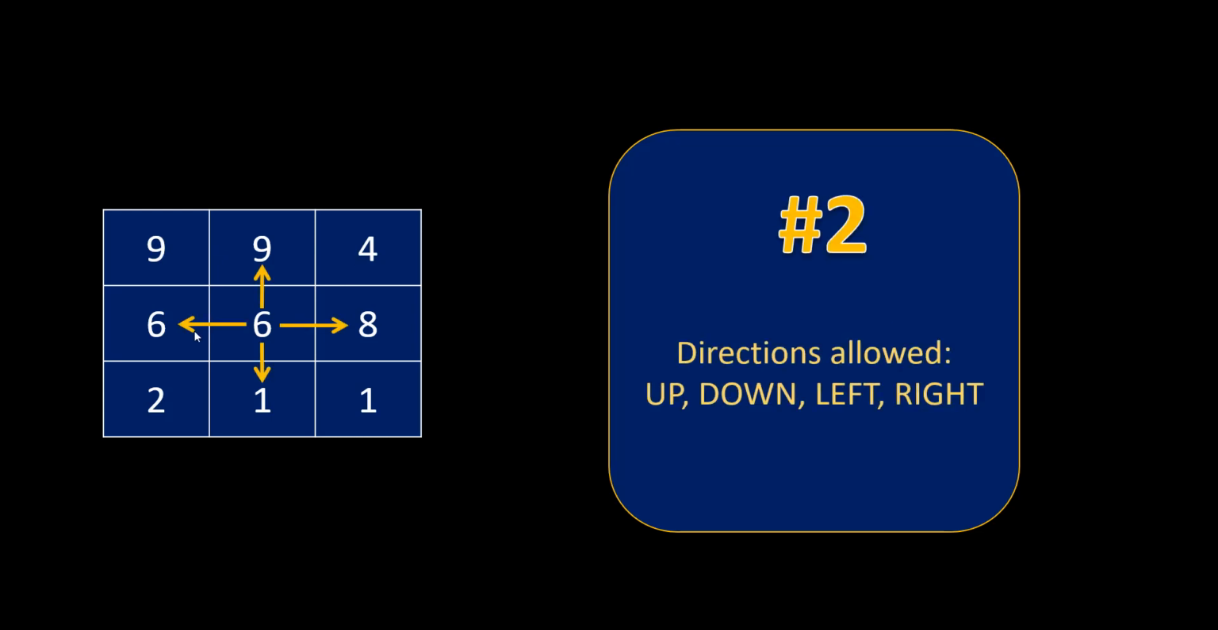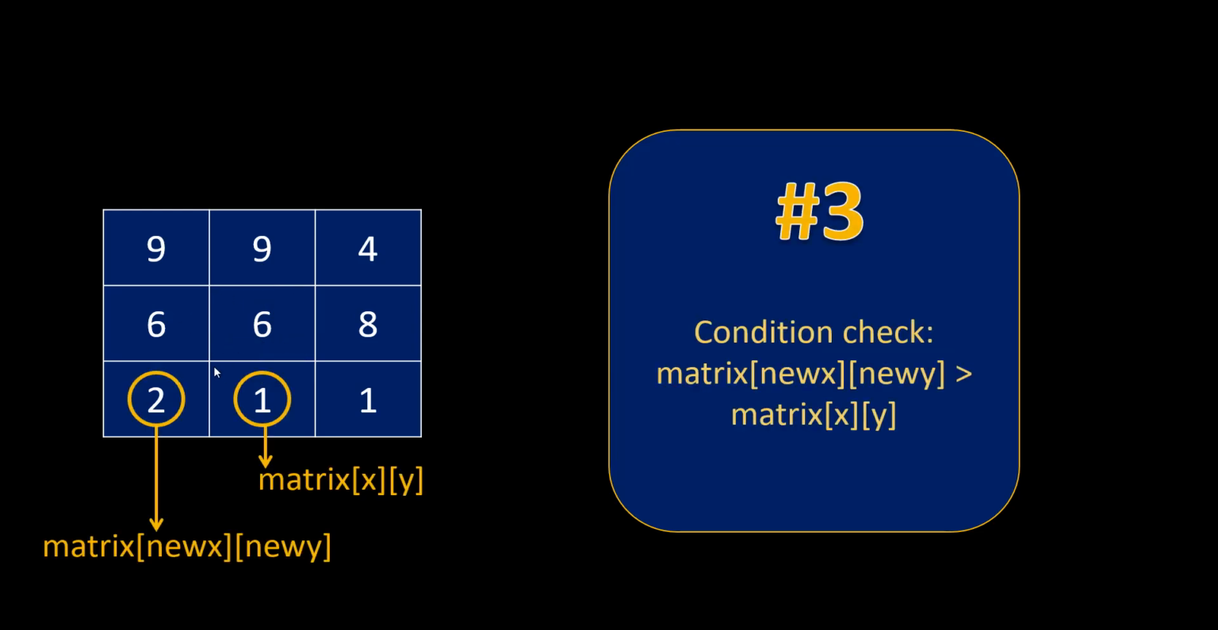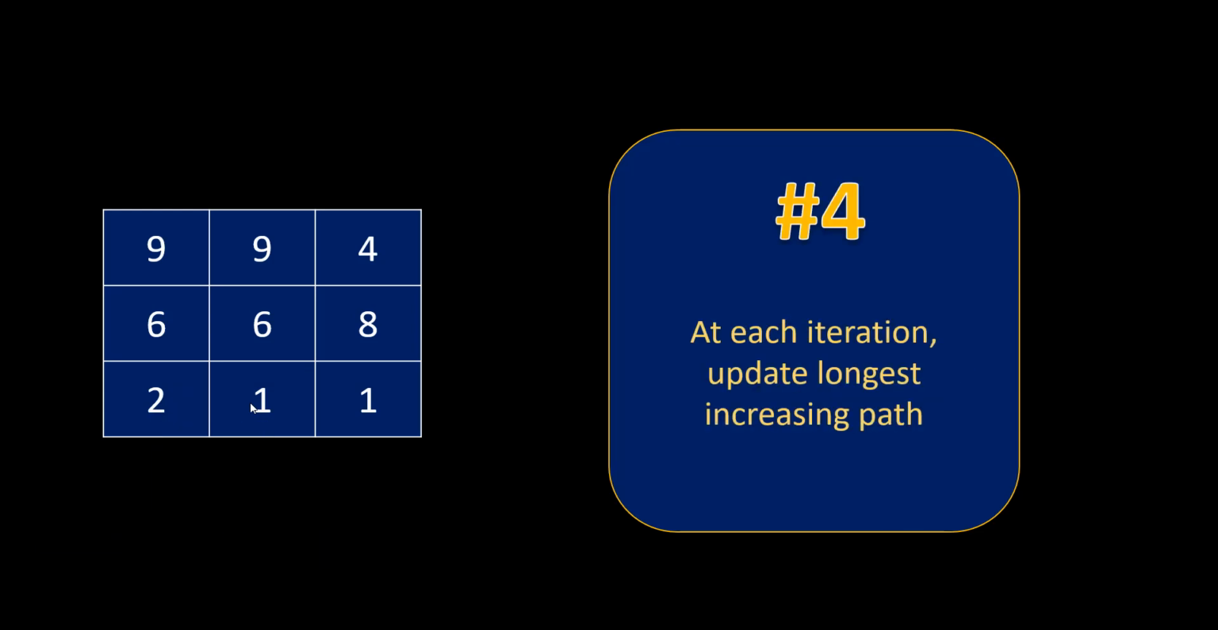The second thing is the directions. We can only move in four directions, which is up, down, left and right. We cannot move in the diagonal directions. The third thing is the condition that we need to check. That is, the next element on which we are trying to go should have a value greater than the current element. That is, your matrix of new x and new y would be greater than matrix of x and y. And the last thing is that at each iteration, we would also update the longest increasing path.